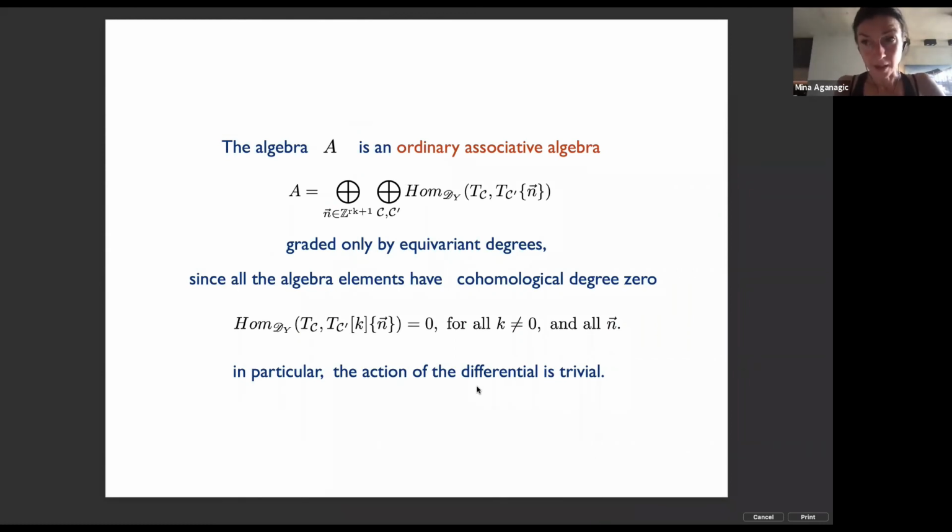Now, the fact that all terms in the Floer quotient complex have Maslov degree 0 means that the action of the differential is necessarily trivial because it has nothing to shift them to. So you don't get some DG algebra, you get an ordinary associative algebra.